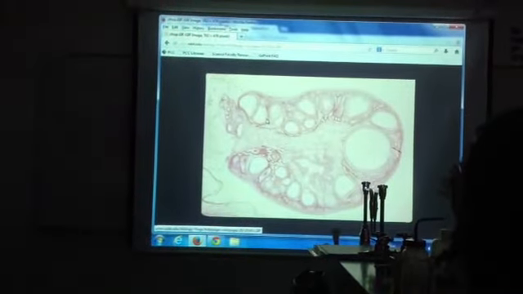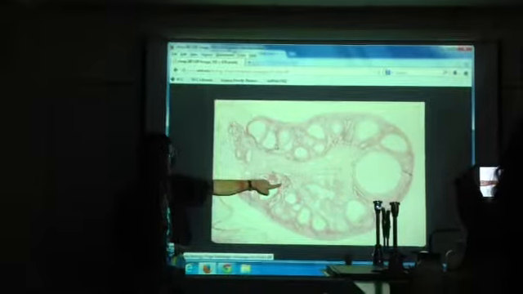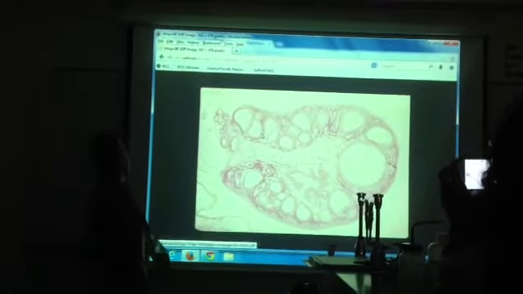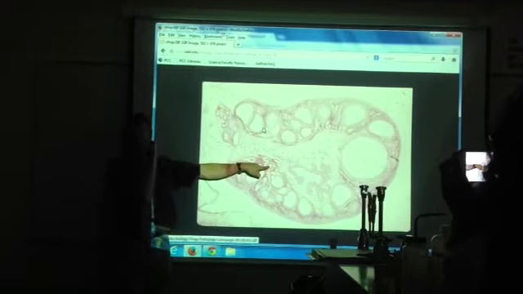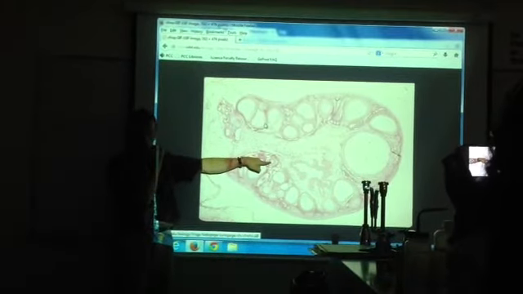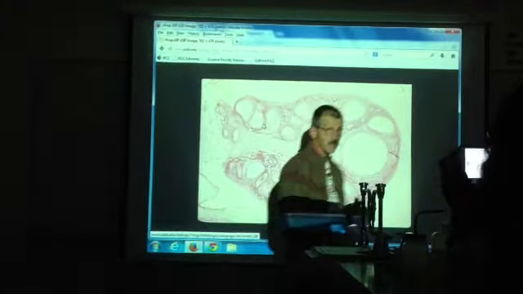How about this big one on the right? Here. Or here. Good one. Secondary. Okay, I'll give you secondary. Secondary what, though? Follicle or oocyte? Follicle. So the oocyte must be primary. Yeah. What's the big one on the right, Jonathan?